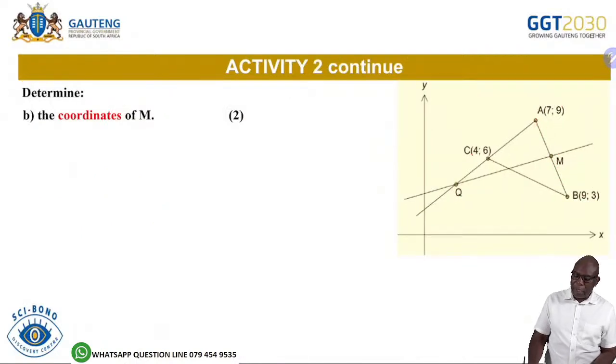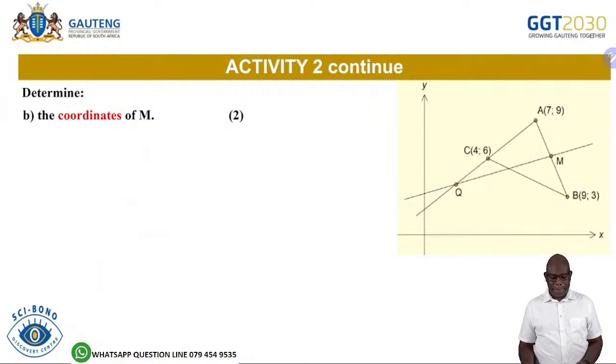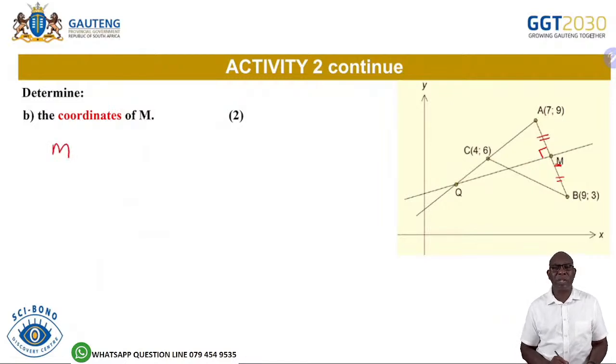The coordinates of M. Now they never told me that M is the midpoint. But now I know, because there was a sentence that says QM is a perpendicular bisector. So I've already talked about that. That and that will be equal, so meaning that M will be the midpoint. So in other words, they're just trying to trick you there.